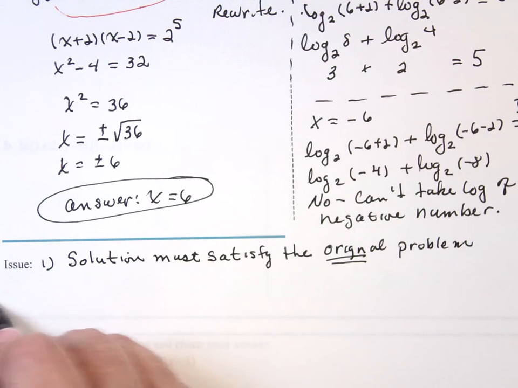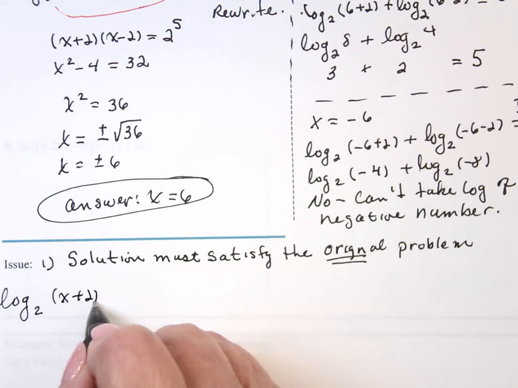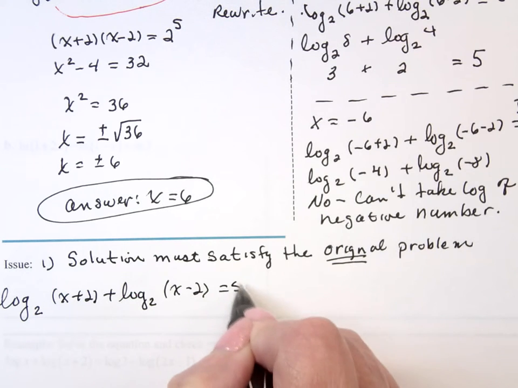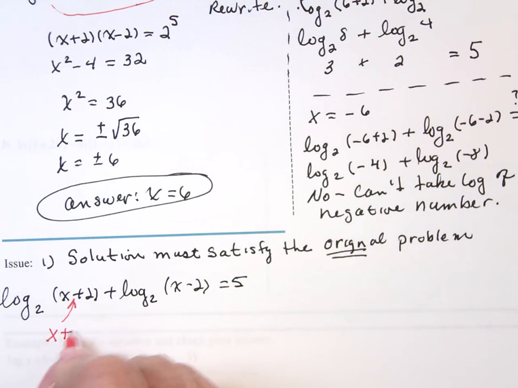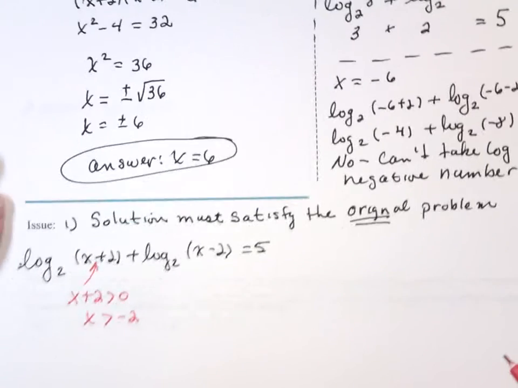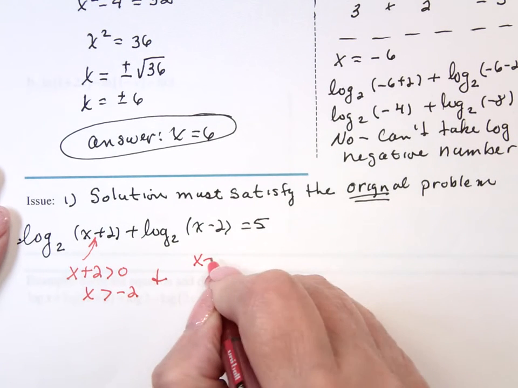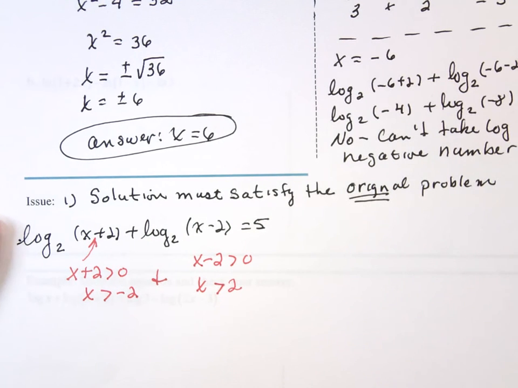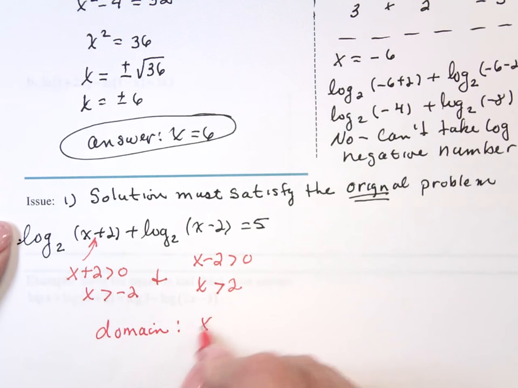If I look at log base 2 of x plus 2 plus log base 2 of x minus 2 equals 5, this argument says that x plus 2 has to be positive, or x has to be greater than negative 2. And at the same time, x minus 2 must be positive, or x must be greater than 2. So here the domain is x greater than 2.